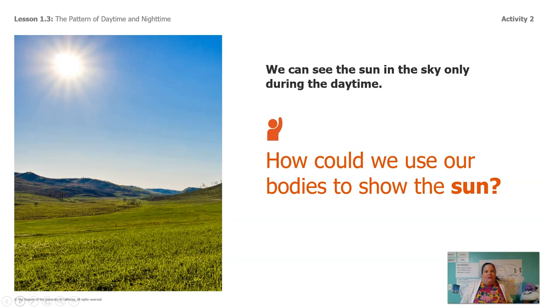So how could we use our bodies to show the sun? Lavender helped me out with this one too, because I don't have you guys here with me. Do you guys have an idea of how we could use our bodies to show the sun? Lavender and I talked about this yesterday, actually, and we decided the best way to show the sun would be to go like this, to make a big circle above our heads. Can you see my circle? What do you guys think? Is that okay? Can we show the sun like this? I would ask you, but you're not here to ask. So here's the sun, okay?